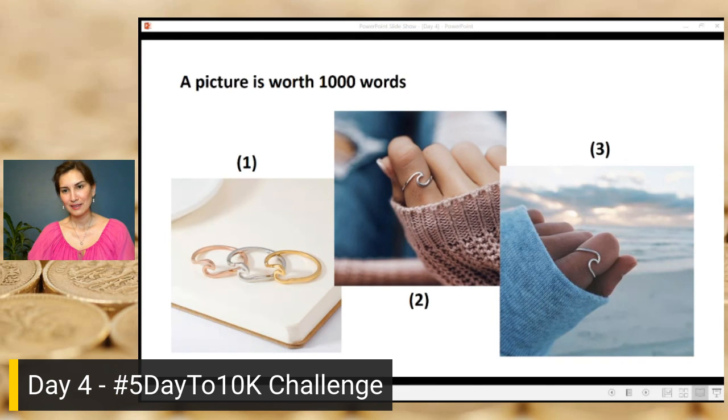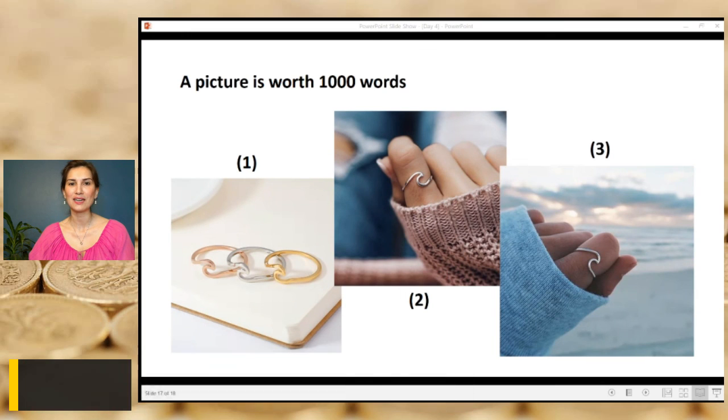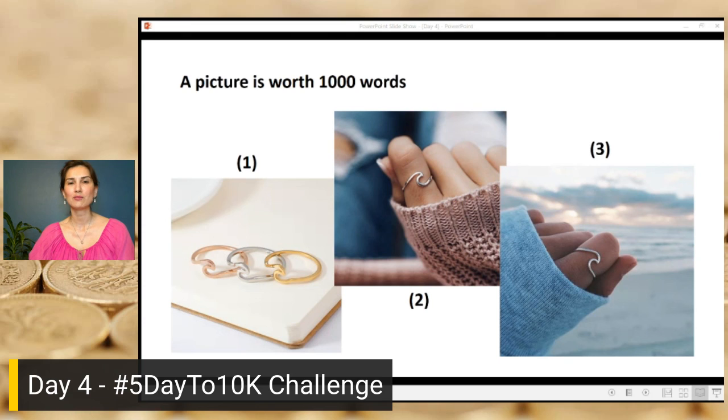Reshma is asking a question. What's the difference between number two and three? They are both on the finger. As I said, it's emotions. Picture number two doesn't stimulate any emotions. It's just someone wearing that ring. But in picture number three, because of the background, and this is the wave, the ring is a wave shape, and the background is the sea. It provokes some emotions. So picture three is emotional. Picture number two is not. Picture number one is not emotional at all. It's just a product picture.